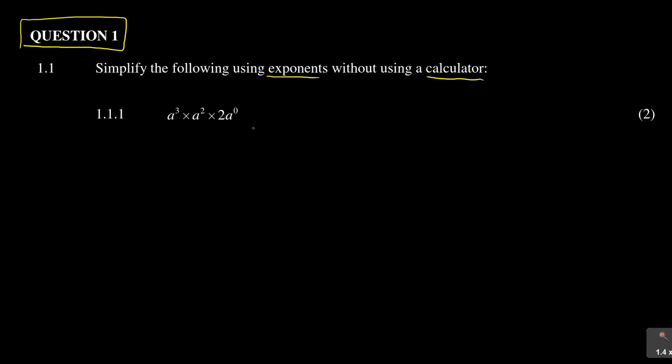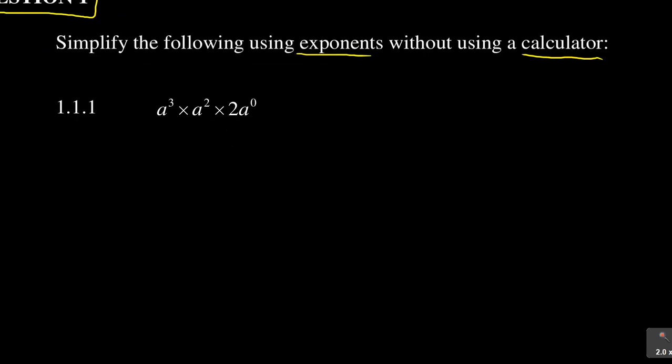You are given the exponents a to the power of 3 times a to the power of 2 times 2a to the power of 0. Now what I want you to notice here is that this was out of 2 marks to begin with. So it is 2 marks that were worth grabbing there.